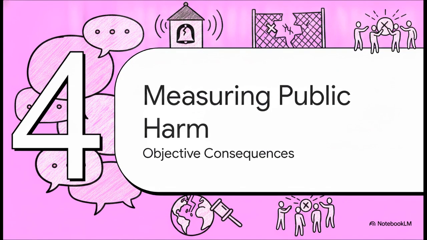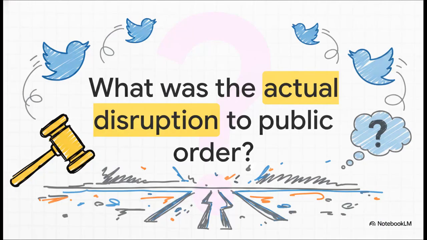Now, let's look at Section 4, Measuring Public Harm. Remember, the law doesn't just punish the sharing of false information, it specifically punishes the severe disruption that supposedly follows. So, I want to pose this question directly to you. Based on the strict legal requirement that the act must cause a serious disruption of public order, what was the actual physical consequence of these retweets?